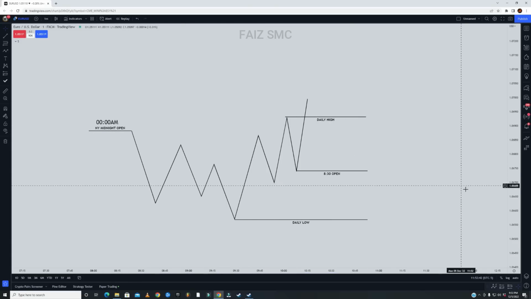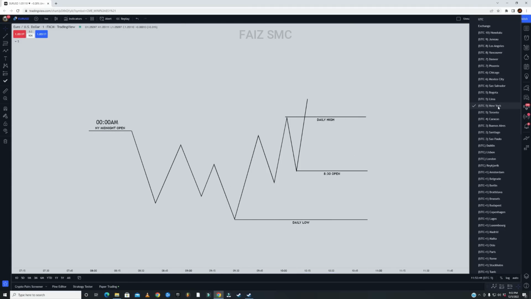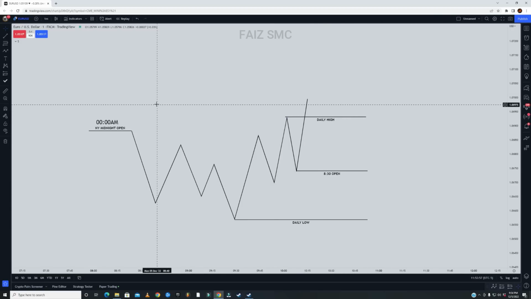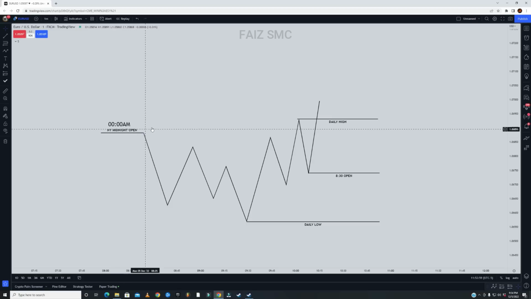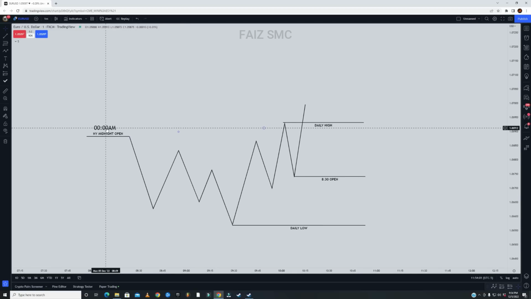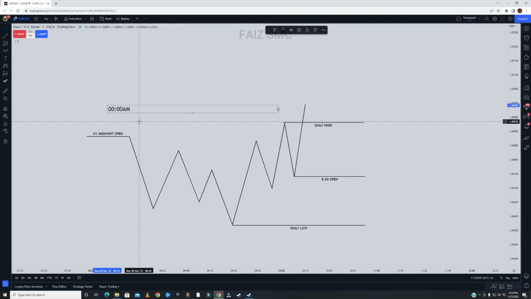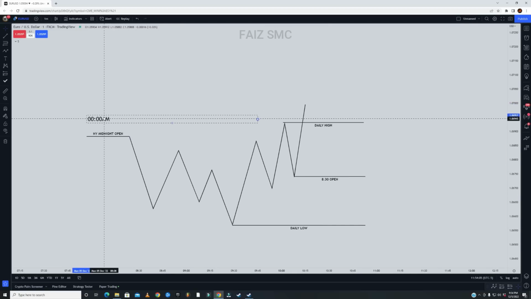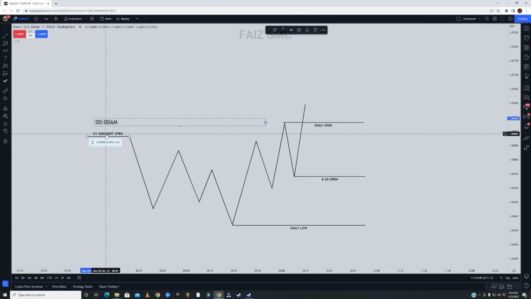So the very first thing is that you want to change your time zone to the New York time zone, just so you don't get confused when I'm going to tell you all these timings, right? Like the midnight open, the daily high and daily low, and 8:30 open. So make sure you change it to New York. Once you have done that, you want to mark out the New York midnight open. So what is a New York midnight open? It's basically 12 a.m. New York time, right? So the opening price of that candle at 12 a.m. should be your New York midnight open.